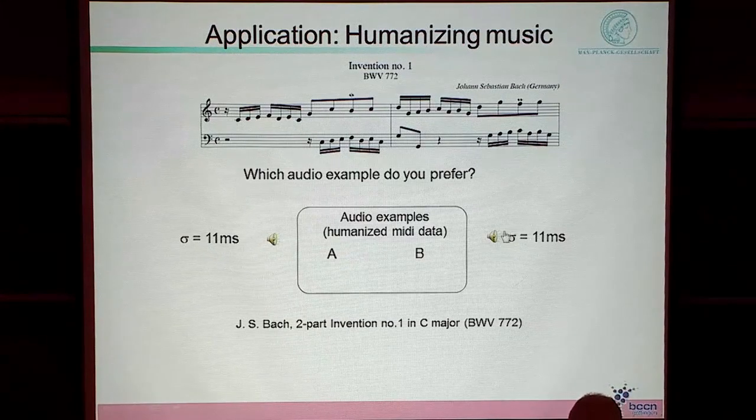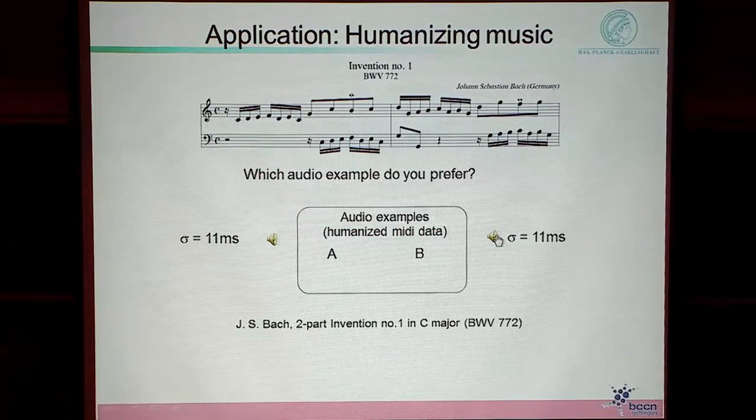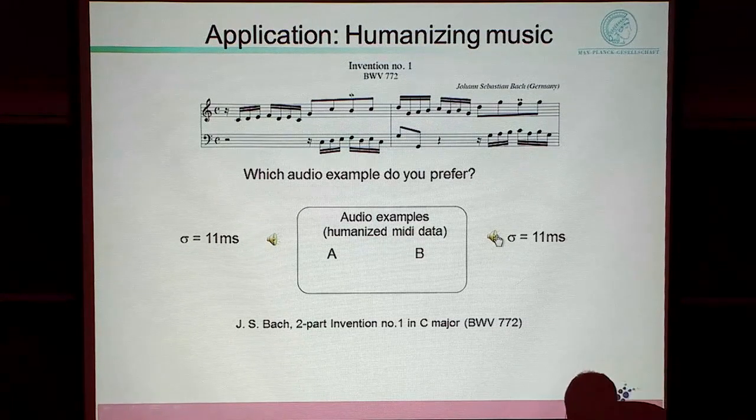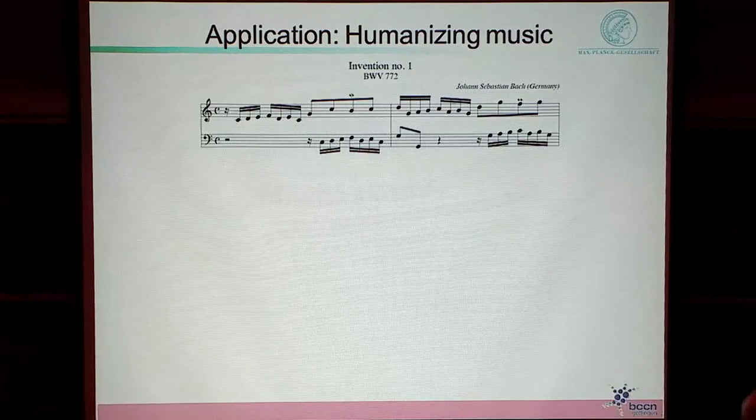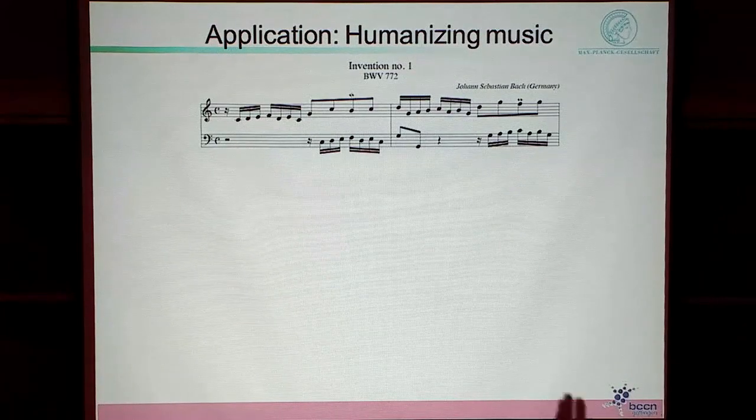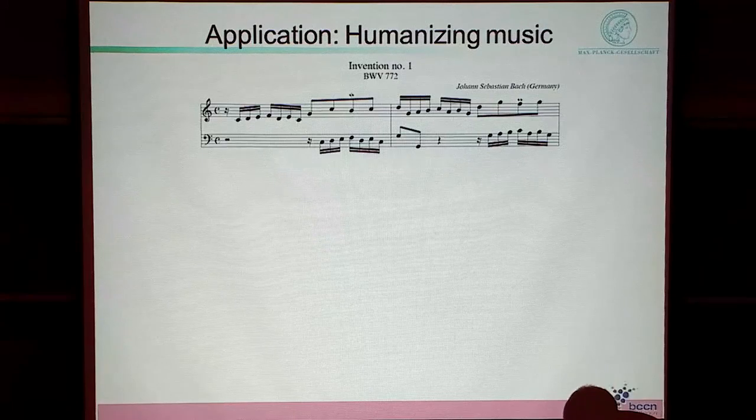Okay, this one. Okay, who preferred A? And B? Majority.